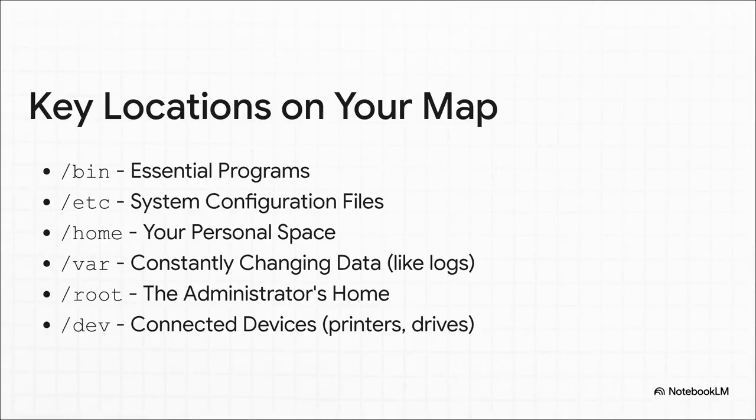So here are the main landmarks on our map. First up, you've got /bin. That's where essential command programs live. Then there's /etc, which holds all the system-wide configuration files. Now, /home is a big one. That's your personal space, where you'll spend most of your time. /var is for variable data, things that are always changing, like system logs. /root is the special home for the administrator. And /dev is where the system keeps a list of all connected devices, like your printers or USB drives.